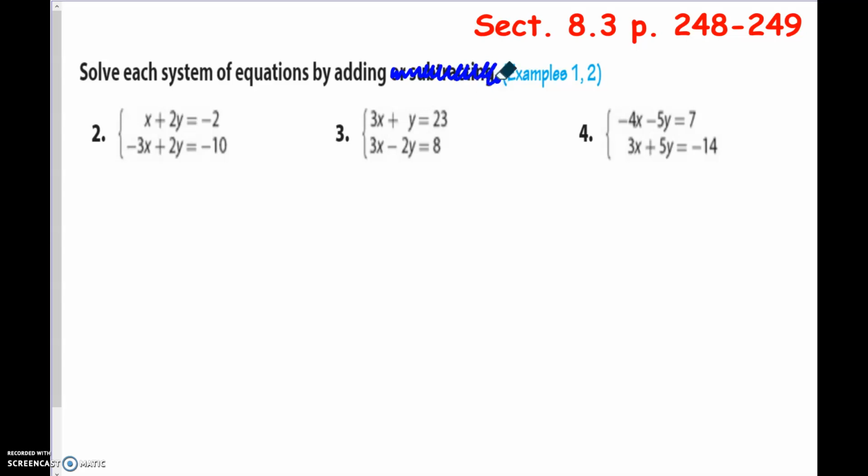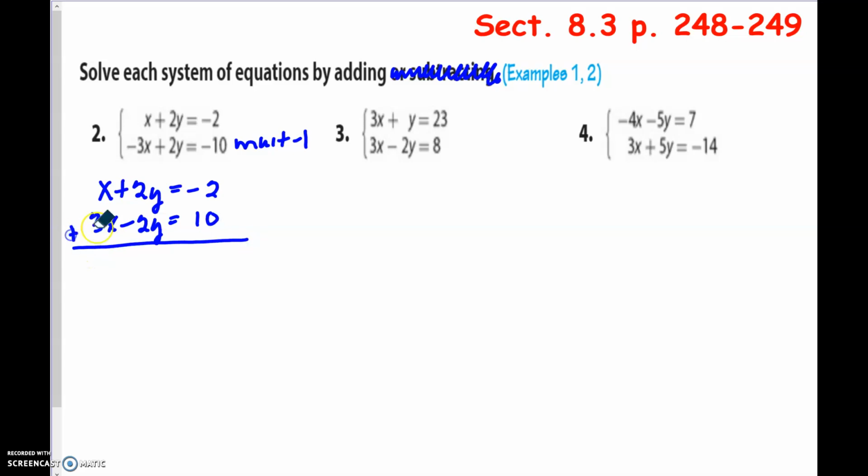All right, so when I look at this first one, I am going to keep this first equation the same. So x plus 2y equals negative 2. And I'm going to multiply this by negative 1, so that this becomes a positive 3x, a negative 2y, and a positive 10. So all those signs change, so I can add them together.